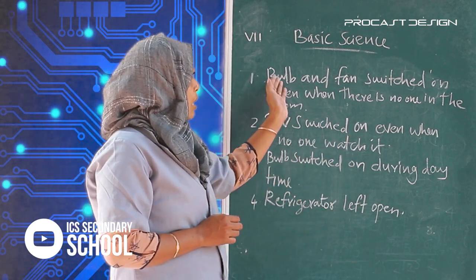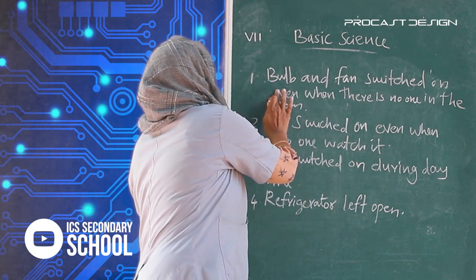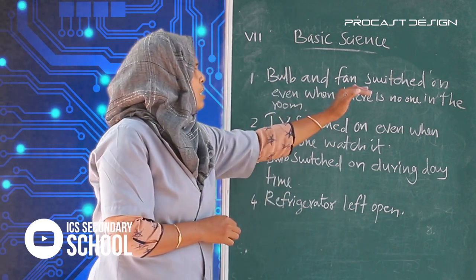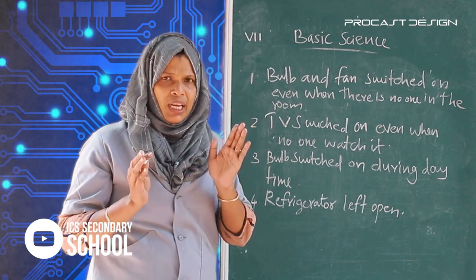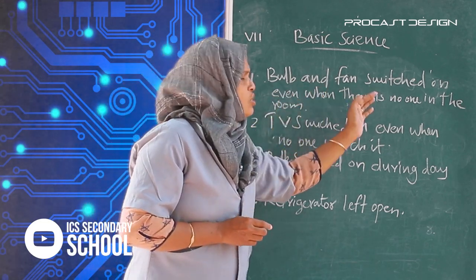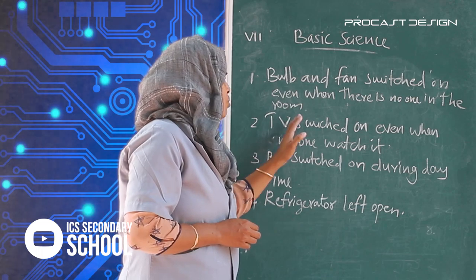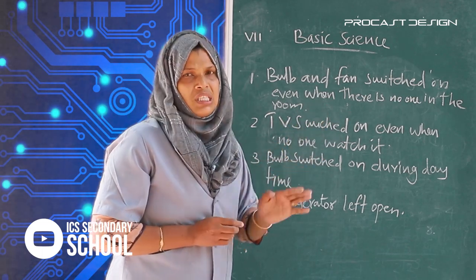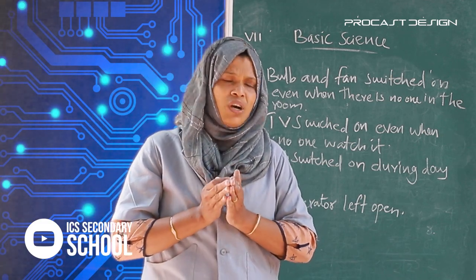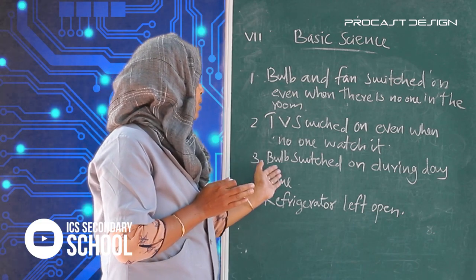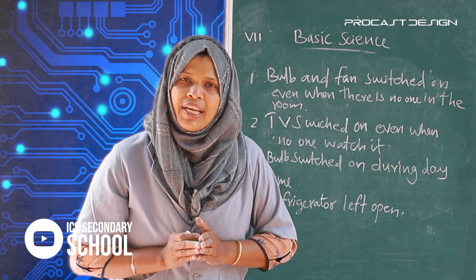First one: bulb and fan switched on even when there is no one in the room. Then second one: TV switched on even when no one watches it. Then next example: bulb switched on during daytime.